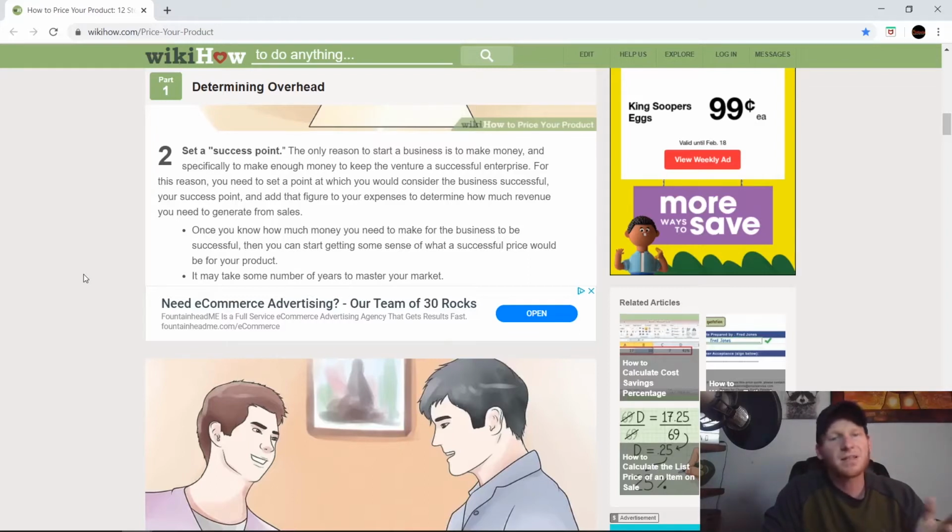It may take some number of years to master your market. I always suggest you do this when you're figuring out your business plan. While you're writing down your business plan, try to figure out all of your overhead and then figure out at what point you would consider the business successful and at what point, by the numbers, the business becomes profitable.